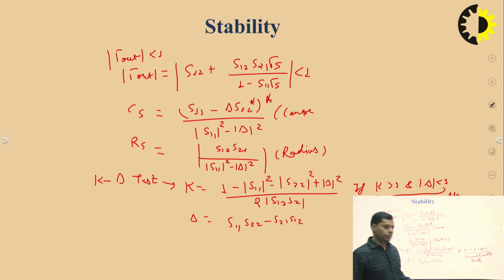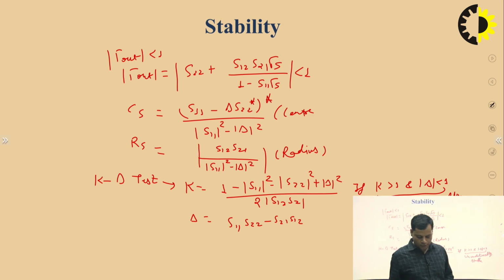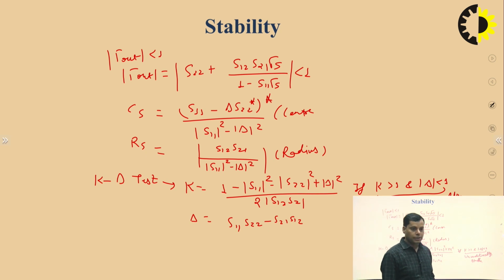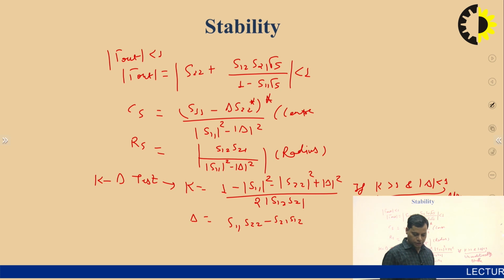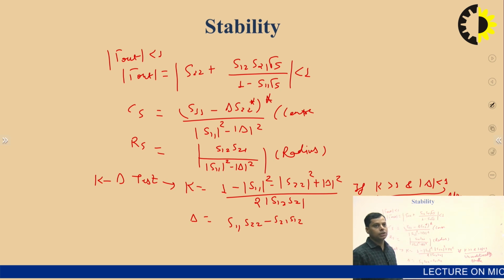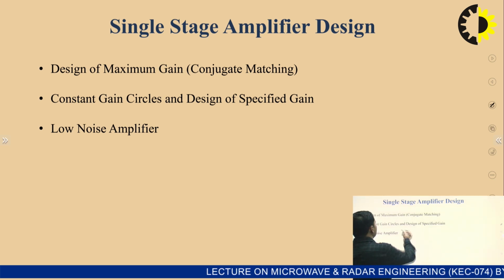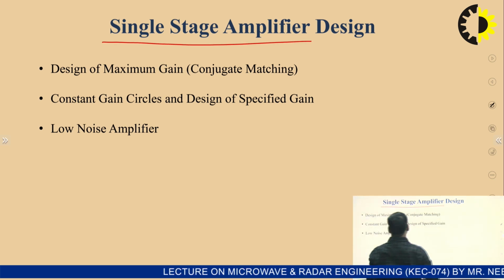So in these two approaches we can also design the transistor that we are going to use to be unconditionally stable. So in this way we can check the stability. After checking the stability, we can move on to the single stage amplifier design. So we have now considered the single stage amplifier design.